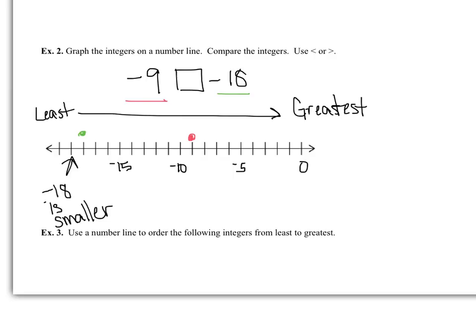Alright, so our hungry alligator mouth is going to face towards the negative 9, so negative 9 is greater than negative 18.